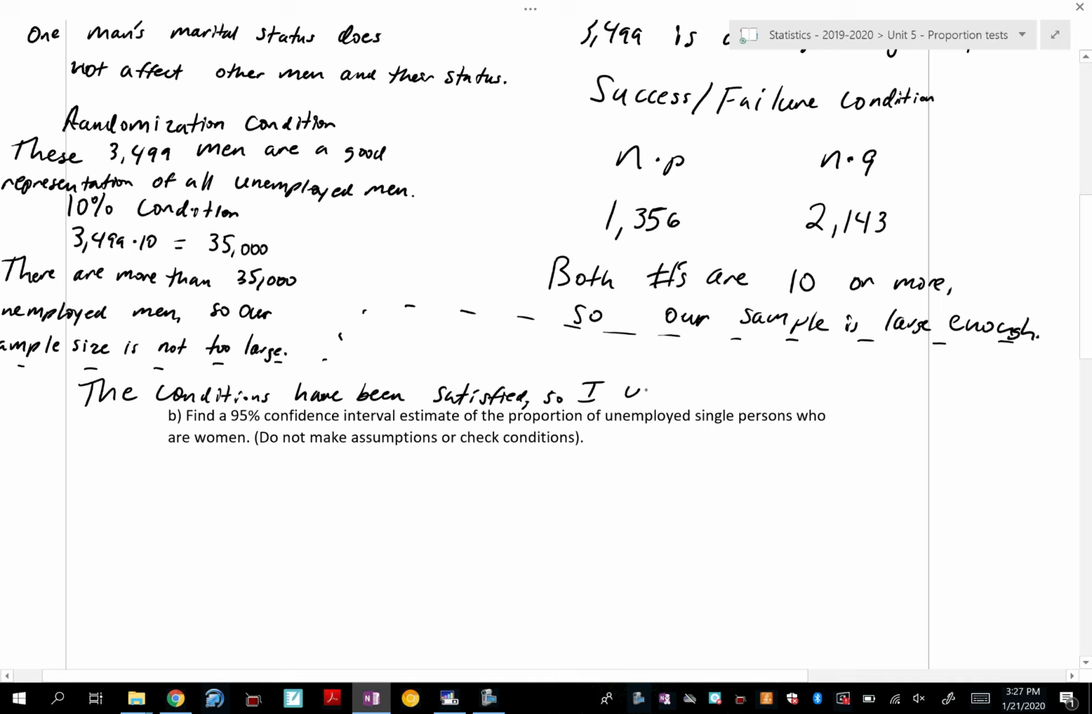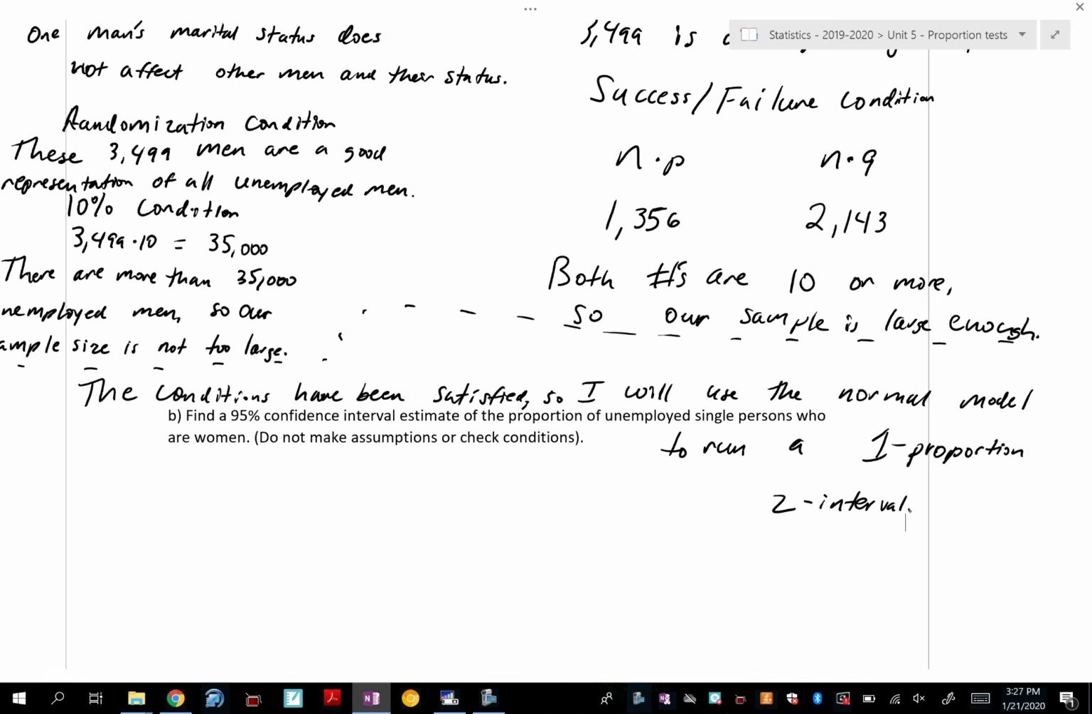So I will use the normal model to run a one proportion Z interval. Okay, I'll say it again. The conditions have been satisfied, so I will use the normal model to run a one proportion Z interval.